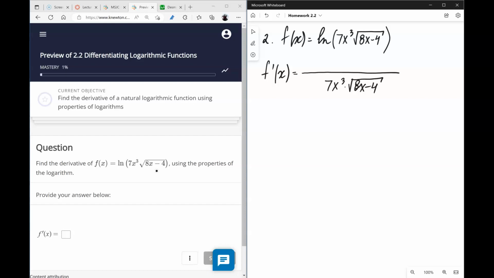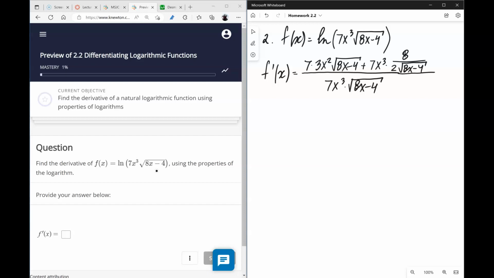And my g prime, now I have to differentiate this, so it's going to be 7 doing the product rule. So derivative of x cubed is 3x squared times square root of 8x minus 4, plus now we're going to do the 7x cubed times the derivative of square root of 8x minus 4, which is 1 over 2 square root of 8x minus 4. It's the chain rule, times the derivative of 8x minus 4, which is 8.